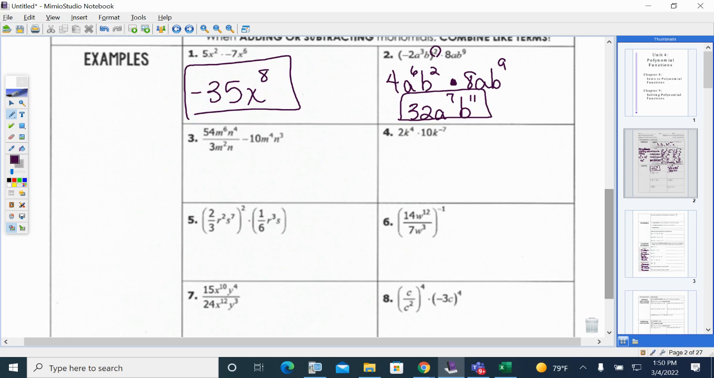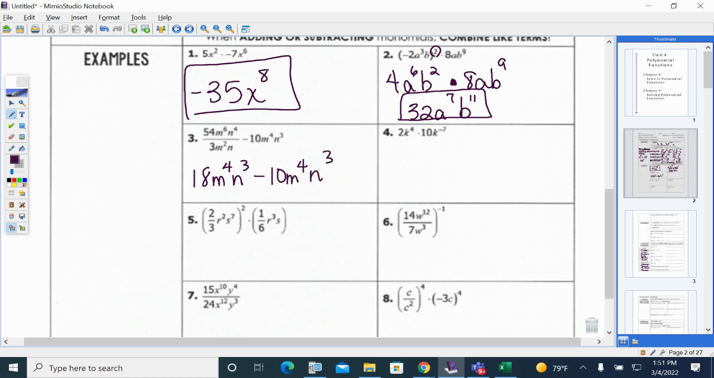54 divided by 3 is going to be 18. And then I'm going to subtract. 6 minus 2 is 4. And 4 minus 1 is 3. Minus 10m to the 4th n to the 3rd.